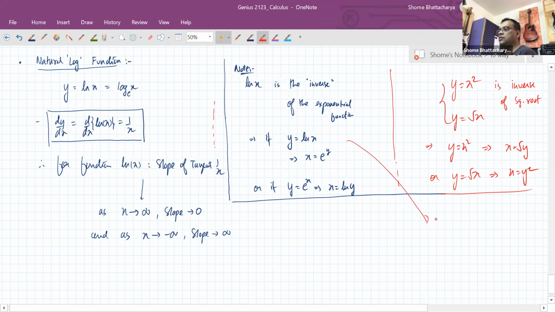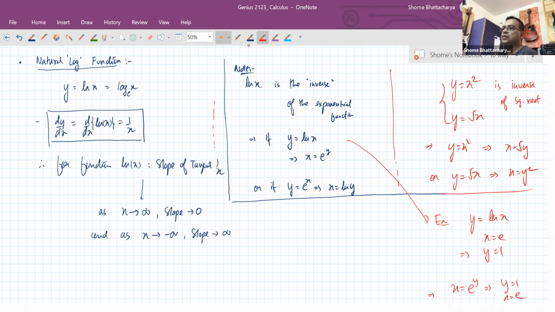So for example, for this function, if we take x as e, then y becomes how much? It becomes 1. So now let's look at the reverse of this. So it means that x is equal to e raised power y. So if I take y as 1, x is equal to what? E.